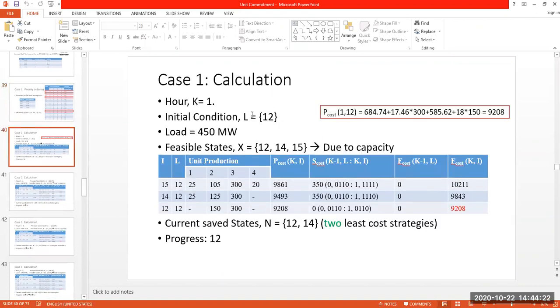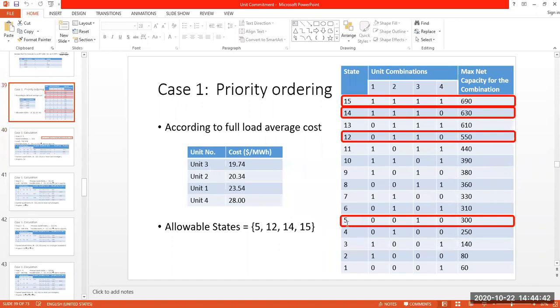So let's start with L12 and which are the feasible states. I said there is a slight difference between feasible states and allowable states. Feasible states are those states which have the minimum capacity to satisfy the demand. If I go back to slide number 39, state number 5 can produce a maximum of 300 megawatts, but your demand is 450 megawatts. So unit 5 can't satisfy the demand, so it will not be a part of the feasible states.